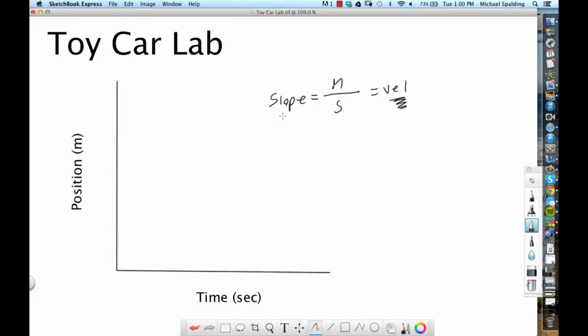So if your toy car started from rest and went faster, faster, faster, if the velocity is getting bigger, what's going to be happening to the slope? The slope will be getting bigger. So if your car accelerated, it's going to go steeper, steeper, steeper, and then if it reaches a constant velocity, then it'll go straight like that, right? Okay, so your graph should look something like this.